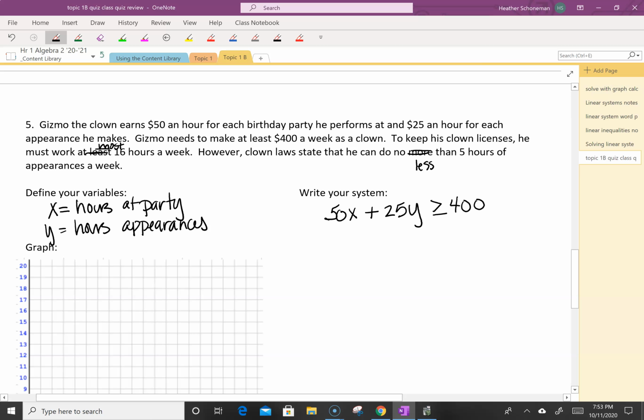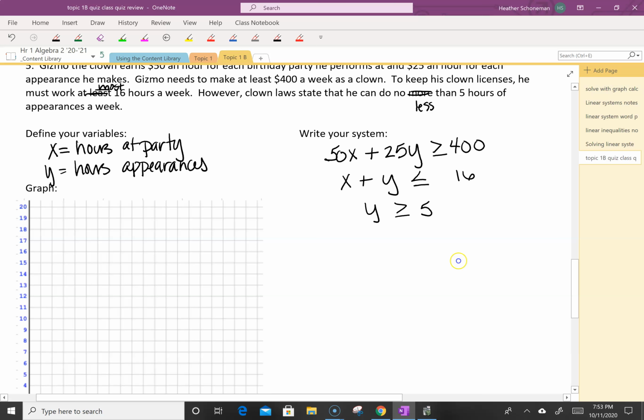Then to keep his clown license, he must work at most 16 hours. So if I add the hours at the party and the hours at appearances, these numbers together cannot be more than 16. It can equal 16, but not more than 16. And then Clown Law also states you can do no less than 5 hours of appearances. Well, appearances is Y, and no less than means he's got to do at least 5 hours of appearances. So this has got to be greater than or equal to 5.